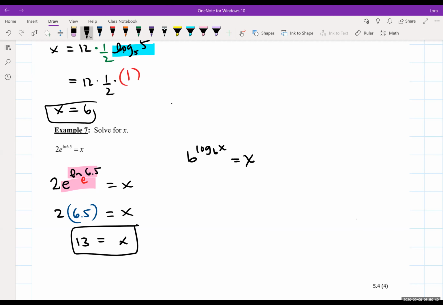So I hope that this gives you some experience with how we are utilizing these 3 properties. Feel free to practice a little bit more with the homework, and then I'll see you in the next section.